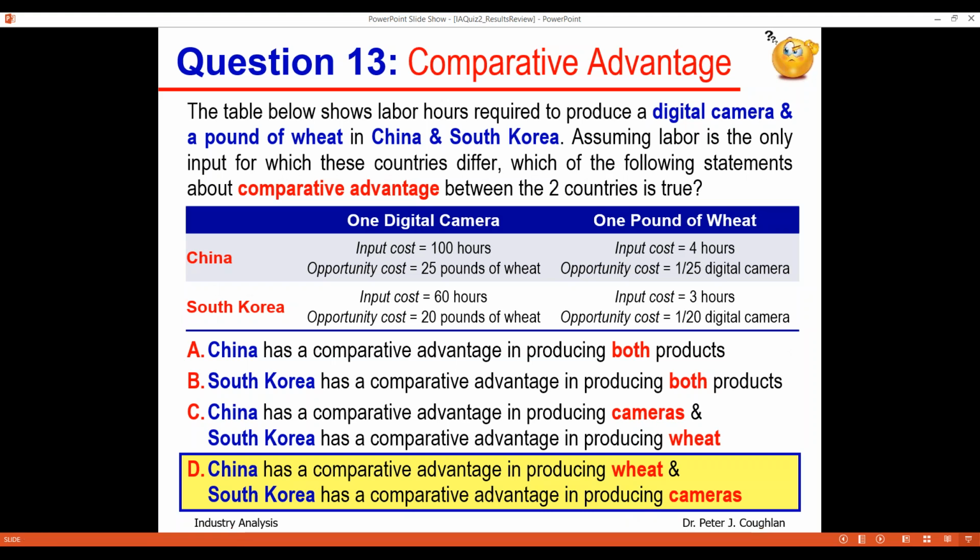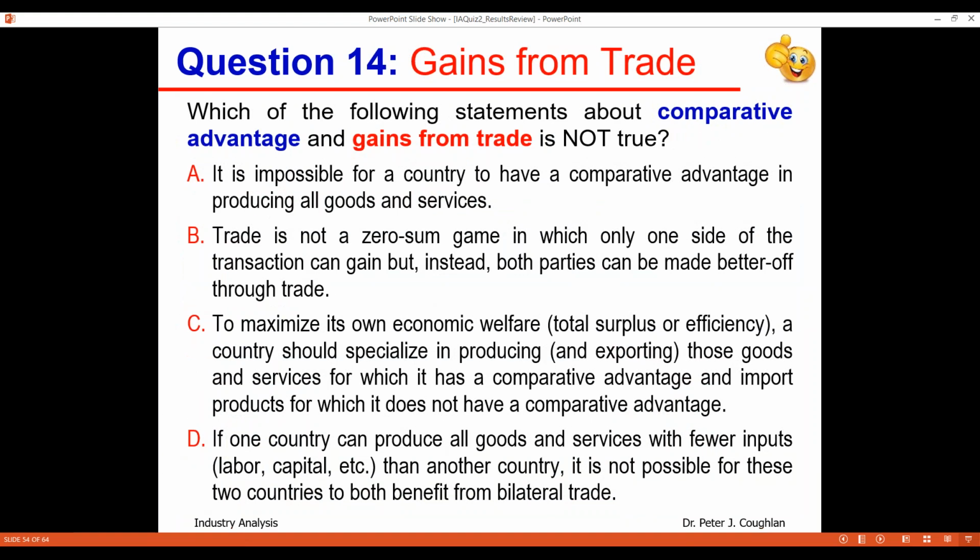All right. Question 14. So this is about gains in trade. This was a thumbs up question. Most of you got it right, but it actually leverages what we just did. So which of the following statements about comparative advantage and gains in trade is not true, right? Which is not true? Well, let's just put a check mark next to the ones that are true.